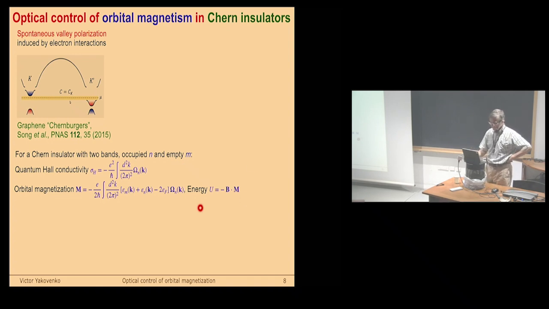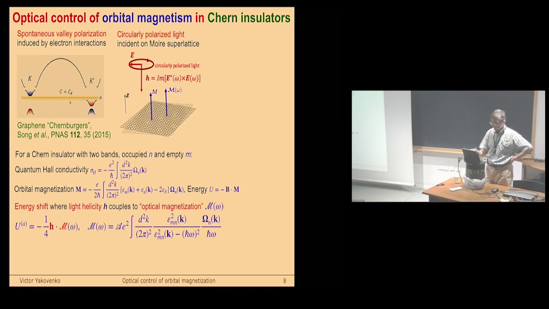And of course, if you apply an external magnetic field, there is the usual energy of interaction of the magnetic field with magnetization. But also now, if you apply circularly polarized light, there is an energy of interaction between circularly polarized light, as characterized by helicity, H, and another integral of Berry curvature over the Brillouin zone, which gives what I call optical magnetization. It's the optical analog of magnetization. It has the same structure here.